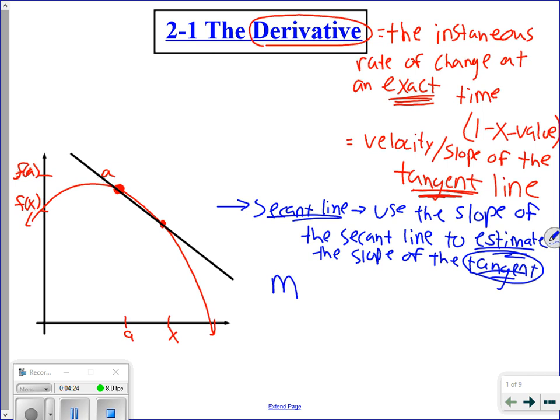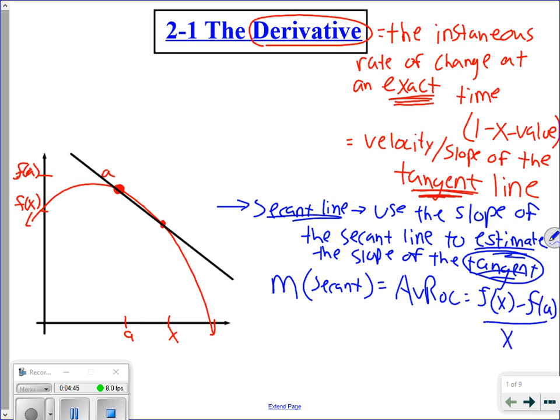Okay? And remember how we did that. Okay? So m represents slope. So the slope of the secant line was equal to, and it was just the average rate of change, which was f of, and to write it in context of this problem, f of x minus f of a over x minus a, because those are the 2 points given in this graph. We'll just write it like that. Okay? So that's great.